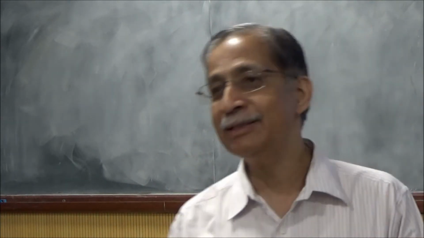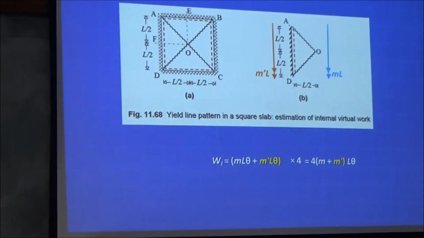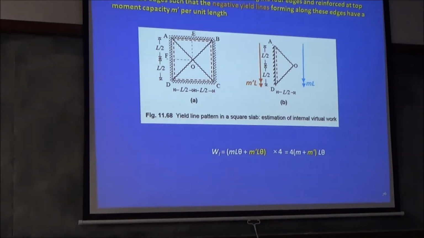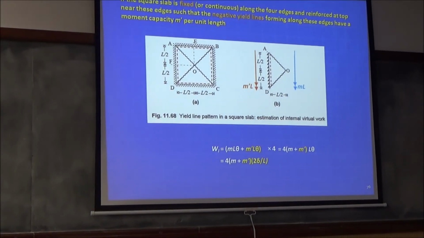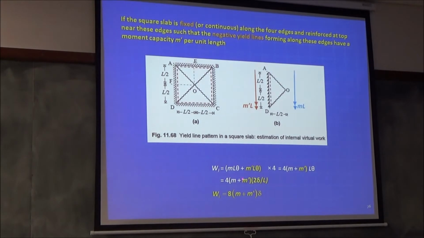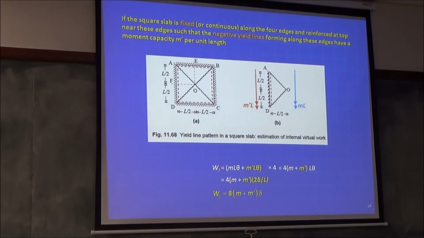Then your answer is very simple. Your internal work is simply M plus M dash, finished, because you have 4 such yield lines. And so you can get the answer very easily. So wherever you had M, you just add M dash, finished. So you get 50% more. The strength goes up 50% more. The load capacity goes up 50% more because that steel is also yielding.